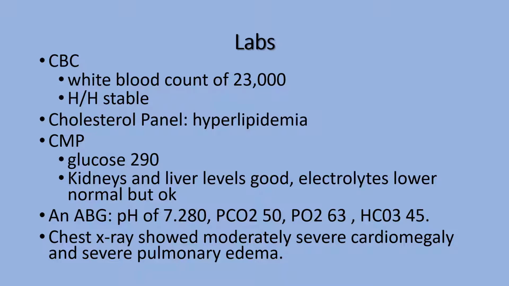Labs were drawn. White count looked like it was slightly elevated at 23,000. H&H was stable. CMP showed a glucose of 290. Kidneys, liver, and levels were good. Electrolytes were slightly low, but they were okay overall. ABG showed a pH of 7.28. CO2 is 50. O2 is 63.